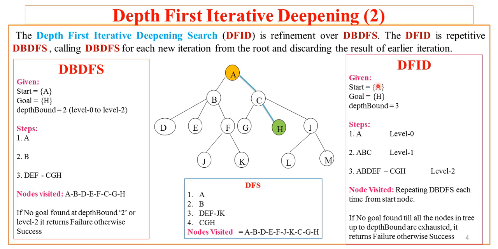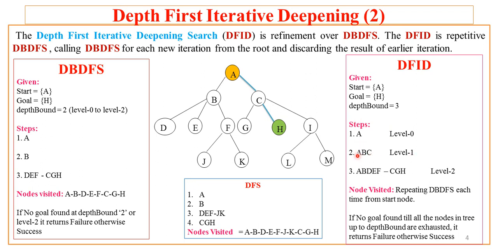So again, the given information is the same. One has to start with A, one has to reach the goal node H. Here the depth bound is 3, because in case of DFID, each time the level is checked with the given depth bound. At the beginning it starts with level 0, so it sees whether A is the goal node or not. As A is not the goal node, it increments the depth level, and again it starts from level 0.